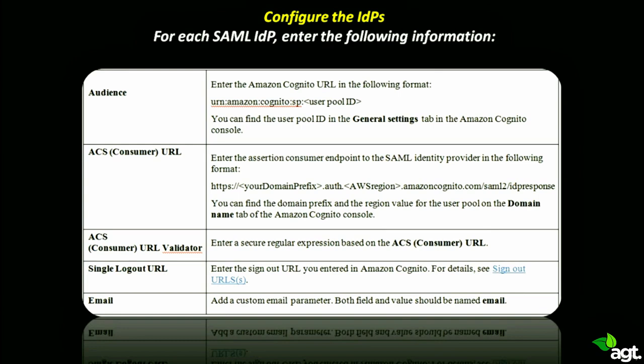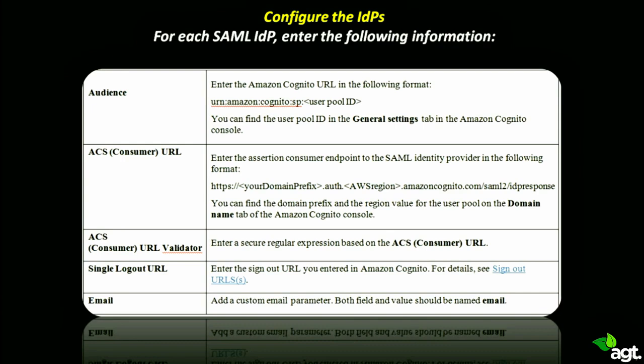Enter the assertion consumer endpoint of the SAML identity provider in the following format: https://<your domain prefix>.auth.<AWS region>.amazoncognito.com/saml2/idpresponse. So this is the format of your identity provider response from SAML, and you can find the domain prefix and the region value for the user pool on the domain name tab of the Amazon Cognito console.